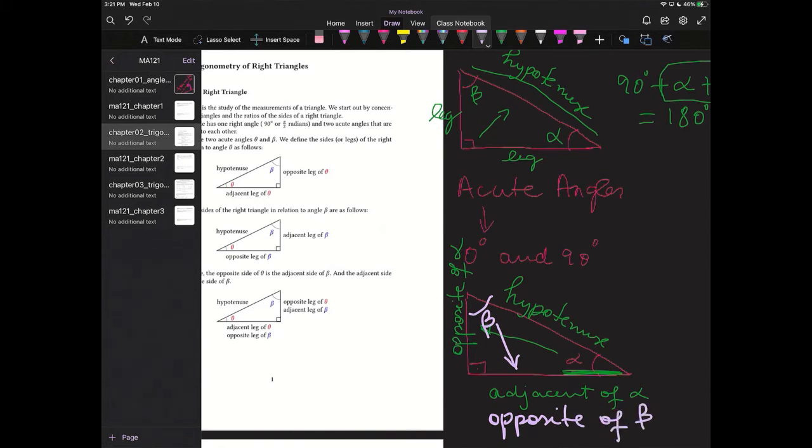So notice that in relation to the angle we're talking about, these names, these concepts, these terms change, and it's based on the angle. So if that is the opposite, of course, right here, which I'm going to write in a different color, is the adjacent of beta.